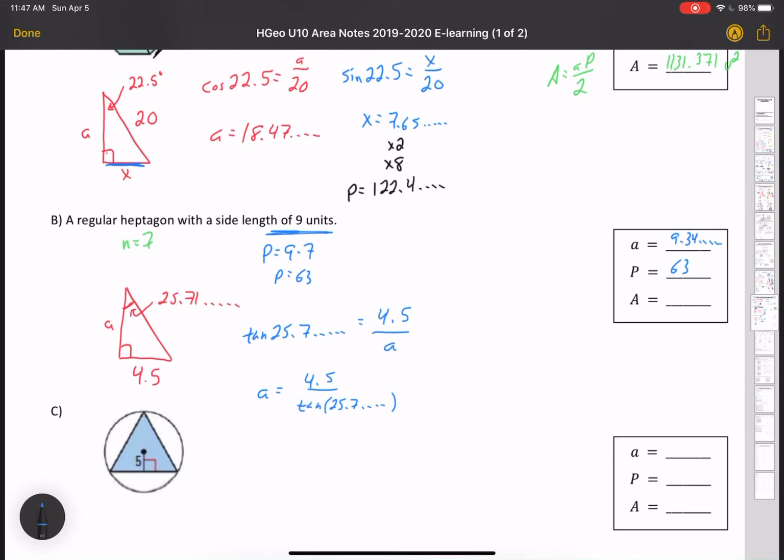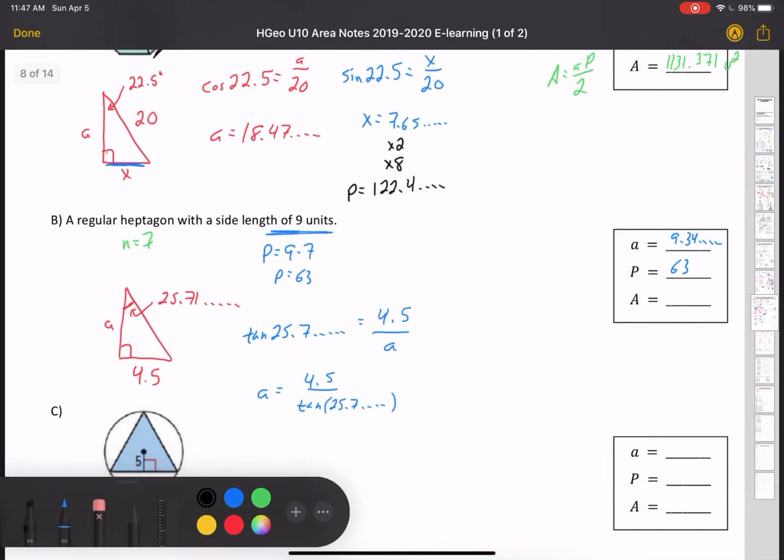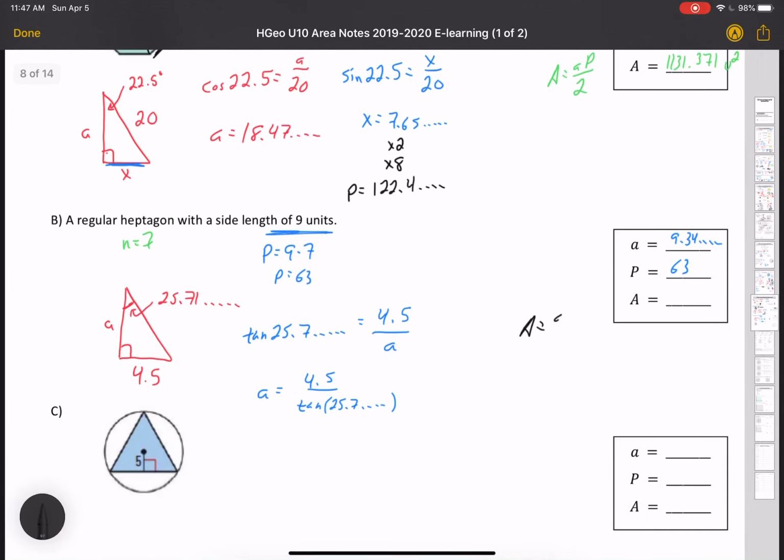Okay, now I just use my formula. Area is equal to apothem times perimeter divided by 2. So I'm going to use that whole apothem, multiply by the perimeter of 63, cut it in half. Now I can round to the nearest thousandth, 294.347 units squared.